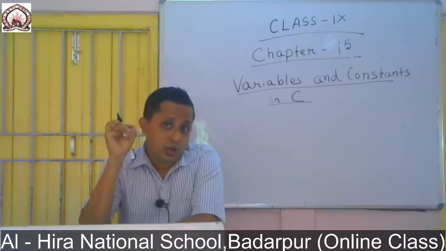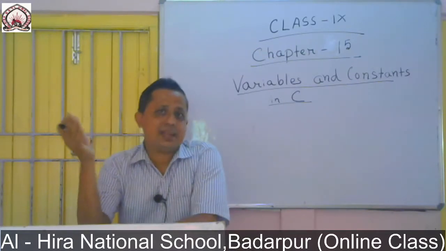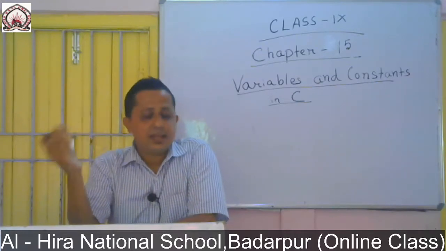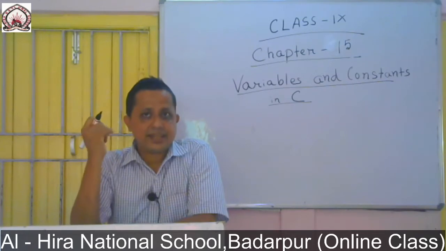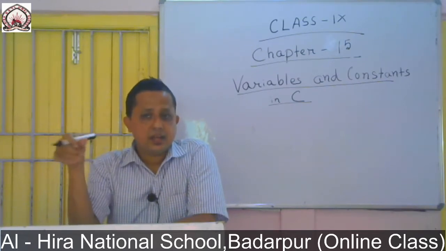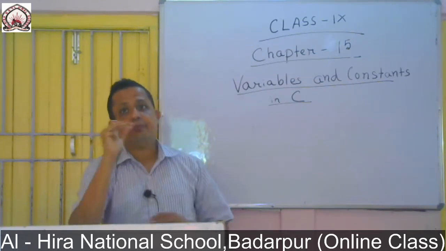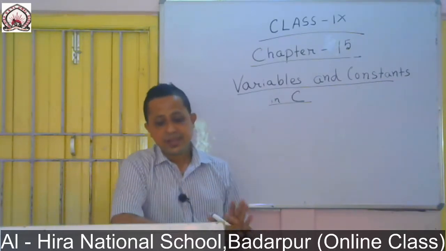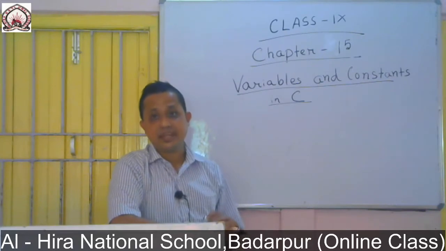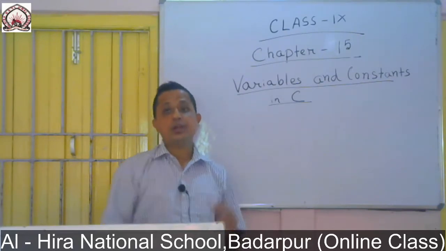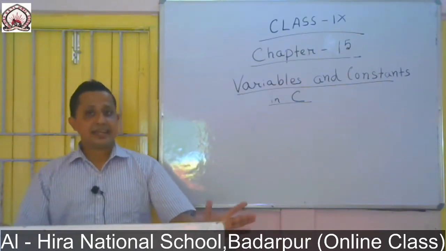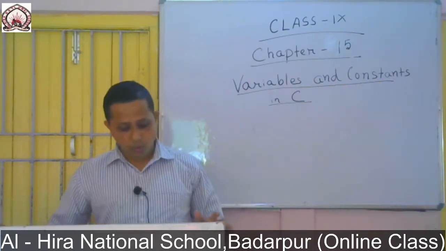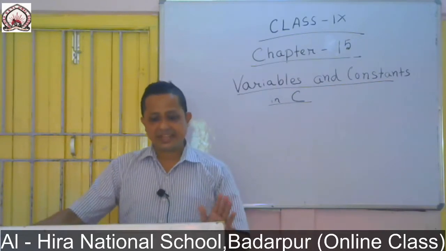Now, in a normal computer keyboard, you will see alphabets, numbers, and other special symbols. So all of this forms the character set. The keyboard characters which can be used in writing a C program include alphabets, digits and special symbols. As you can see in your book, page number 278.